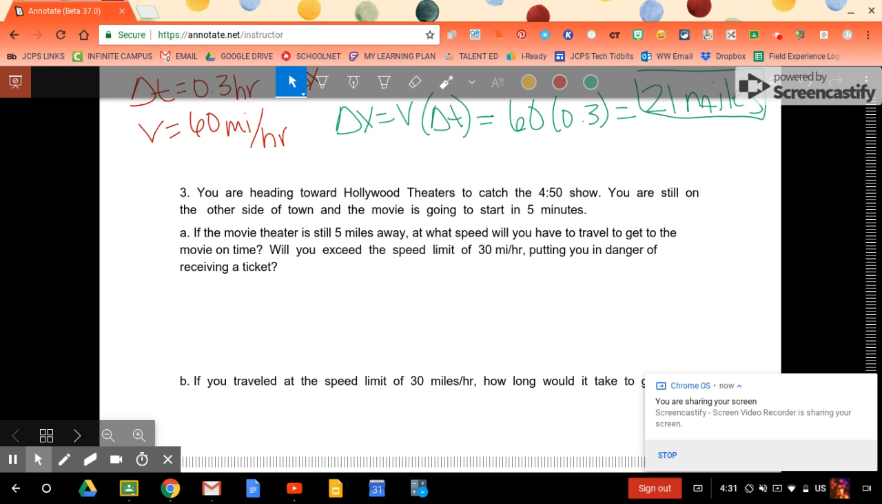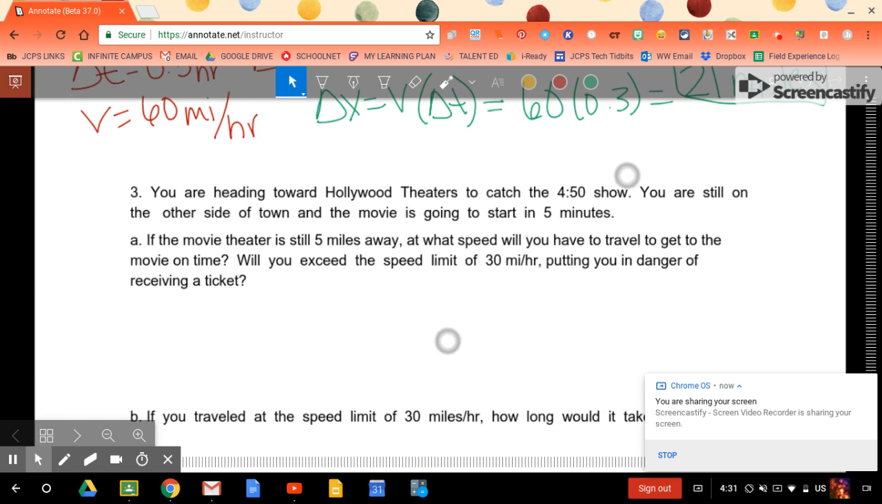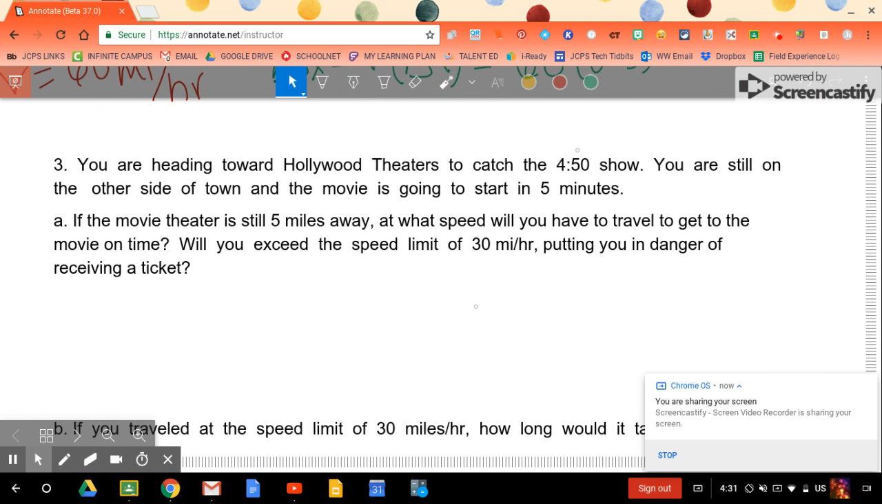Moving down to number 3. Okay. First, to help you do this, 5 minutes is equal to 0.083 hours. That'll help you in keeping your units the same.